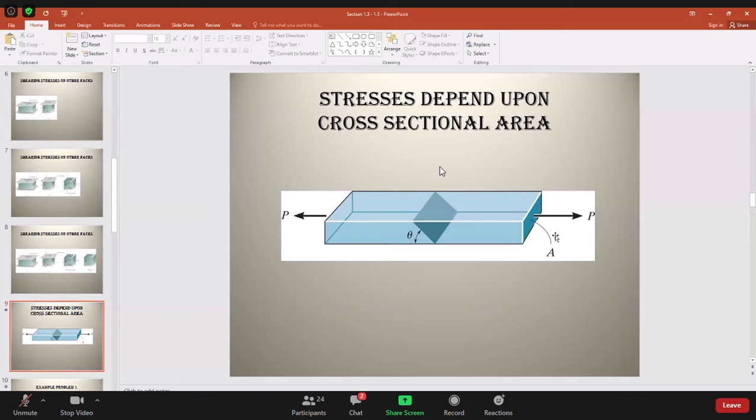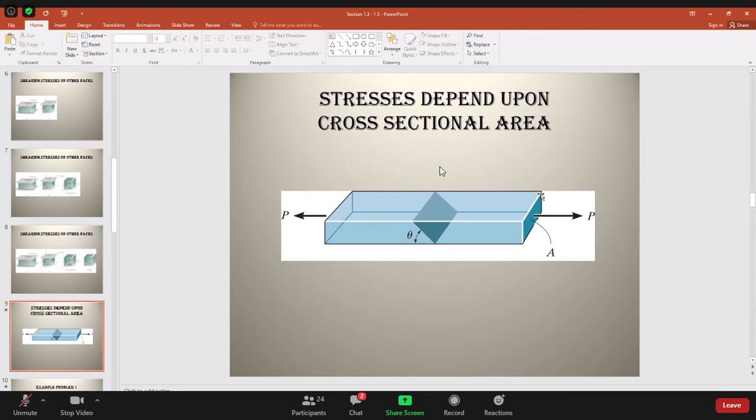So P over A will be the normal stress there. And if you were to apply the same load P on this surface, then you can also find tau by taking this area and dividing P by that area. But the thing that we want to point out here is that the normal stress will obviously depend upon the area. So if the area is so much, P divided by this area will give you one value of sigma.